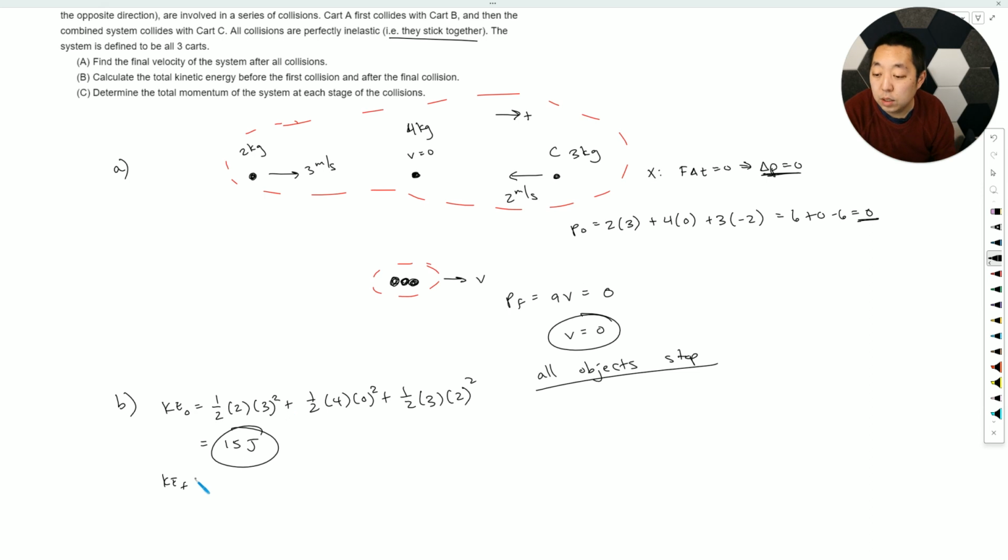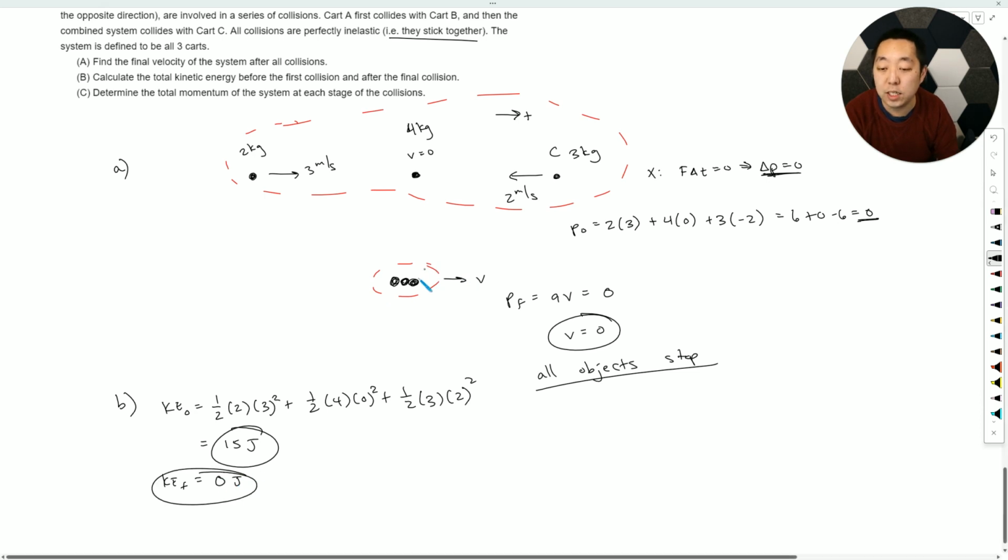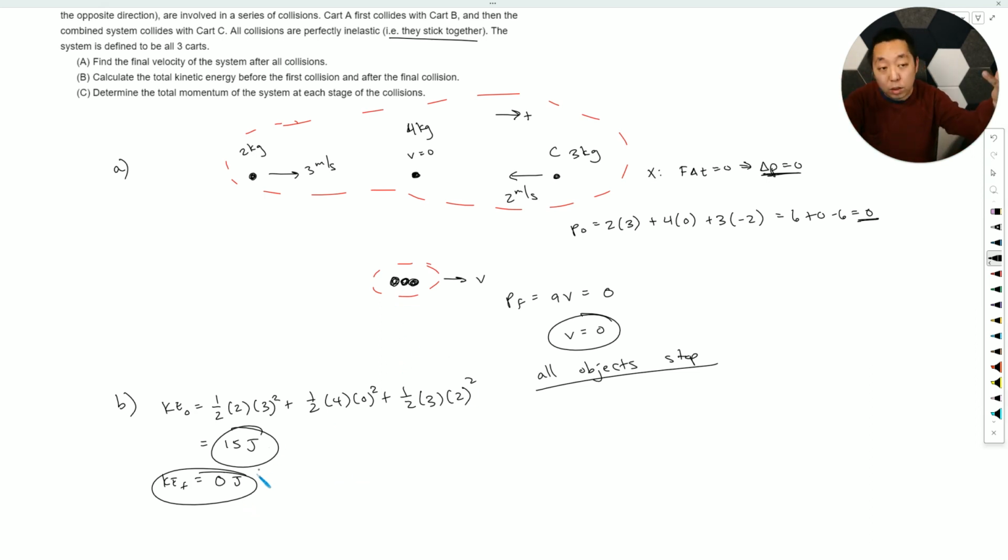Well, every object has a speed of 0. Right? So they don't have any kinetic energy. So it's just going to be 0 joules of kinetic energy. Why? Because the v is 0 for all the objects, right? So we're going to start with 15 joules, and this is why we can't use work energy. We lost some kinetic energy in that collision.